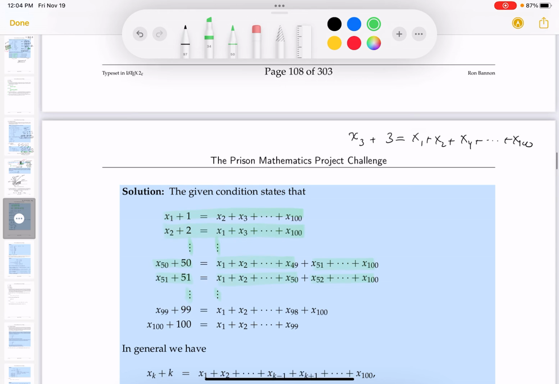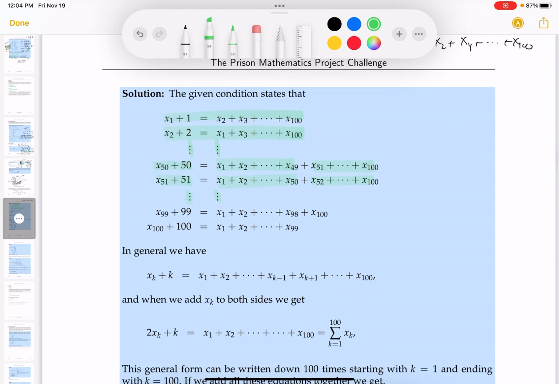I know it's tough. I'm just writing down some patterns. x99 plus 99 would be x1 through 98. 99 would be missing, and then x100. x100 plus 100 is x1 through 99. All right? So in general, they say this is what it looks like. What are they doing? They're summarizing what we see up here and making a general statement.